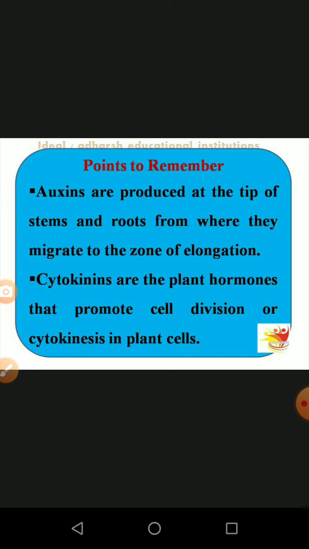The next thing we are going to see is what we have seen in the previous classes, about lesson number 16, plant and animal hormones. First we look at the plant hormones. The auxins are produced at the tip of the stem and root, from where they migrate to the zone of elongation. So where auxin is produced and how it works, the elongation, we have seen. And the second hormone, the cytokinins, the plant hormones that promote cell division or cytokinesis. Cell division means one cell divides into two, two into four. This continuous multiplication process is controlled by the plant hormone cytokinins.